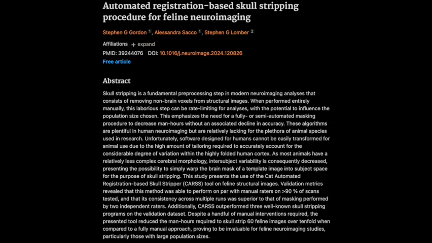I'm really starting to grasp the potential impact of CARS here. It's not just about stripping skulls. It's about opening up a whole new world of possibilities for feline neuroimaging. But before we get too far ahead of ourselves, let's rewind a bit and talk about how this whole validation process actually worked. The article mentioned that they used a multi-step approach to really put CARS through its paces. Can you walk us through that? Of course. They were very thorough in their approach to validating CARS.